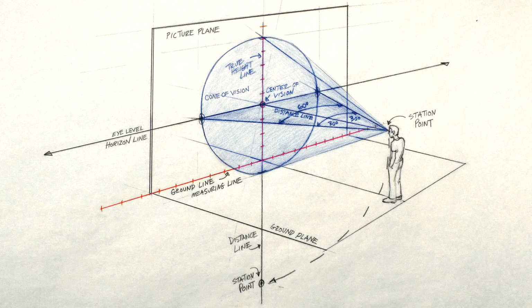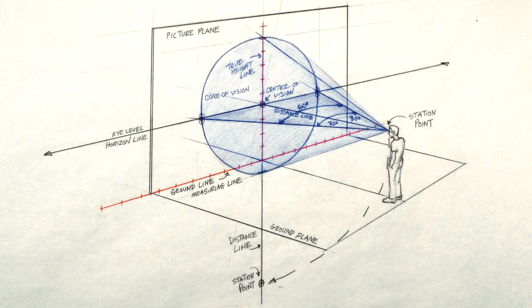The main thing is to always remember the four things that are the most important thing we can think about. And of course, those elements are the eye level, the center of vision, the station point, and the projected cone of vision. So we'll come back and talk to that now.